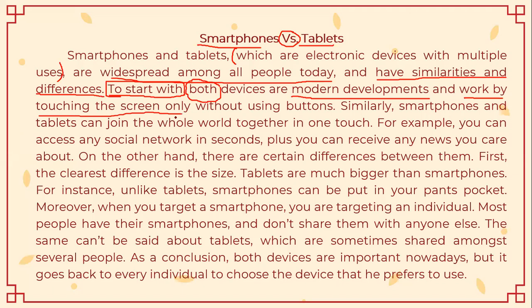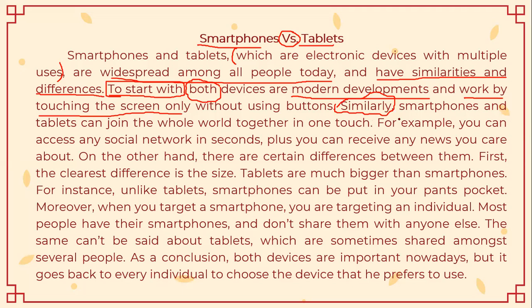So you see, this is one of the similarities, that they are modern. And how do they work? They work by touching the screen without using buttons. Similarly shows another similarity. Smartphones and tablets can join the whole world together in one touch.